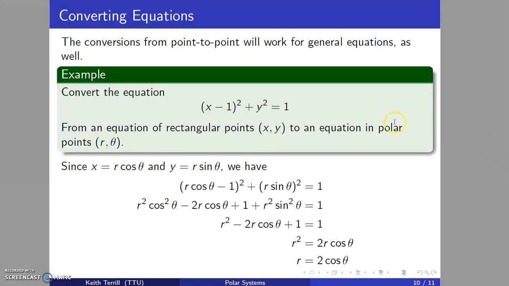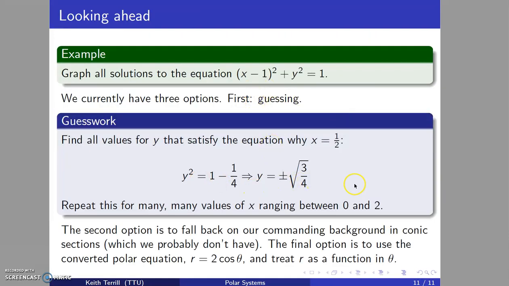Or better yet, we can take something that's not a function. This is not a function. This fails the vertical line test super hard, as you would see. It fails just based on this point alone. But this is actually a function in polar coordinates.